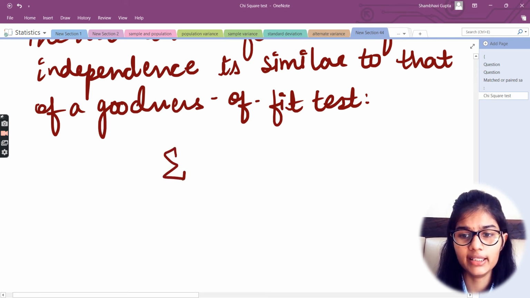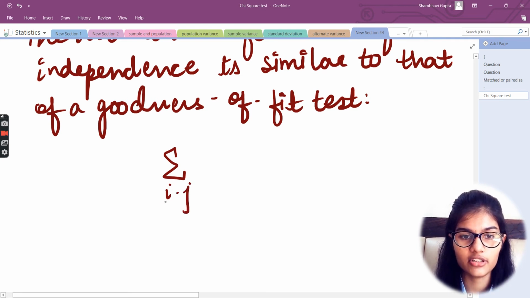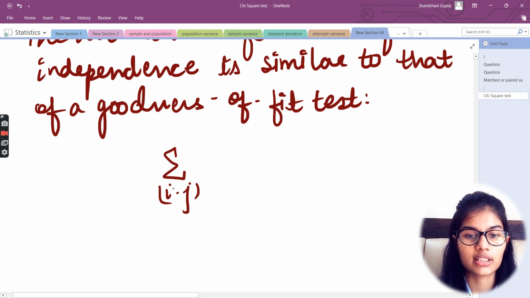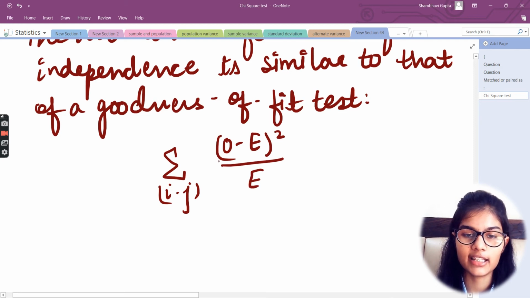So I put on the sigma here, and on the downside I'll have i dot j. Above that again we have (O minus E) whole square divided by E. Again we have the same thing only.